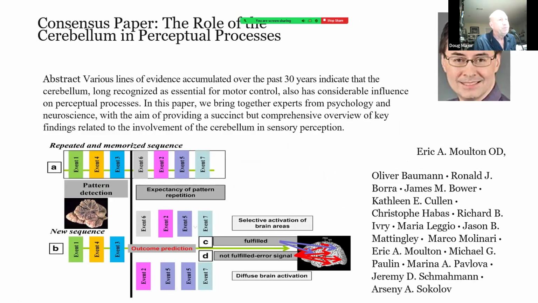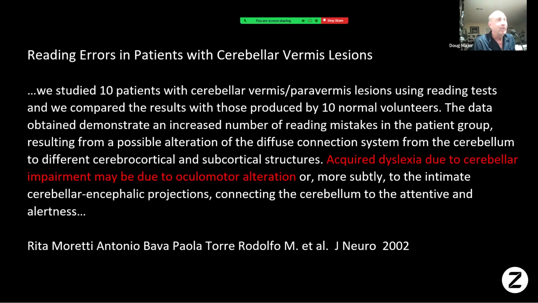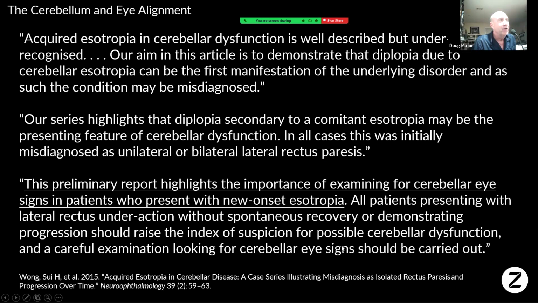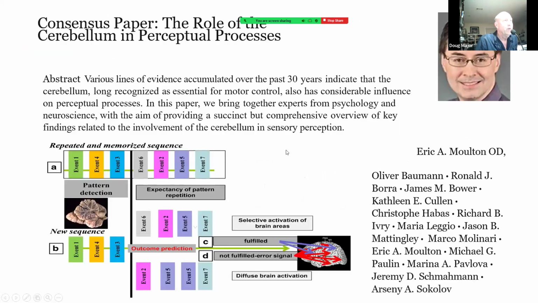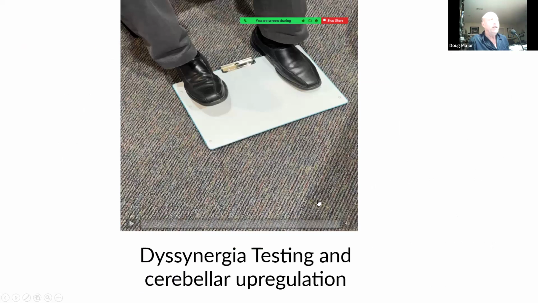And so you think about what we're about. We're about reading errors. We're about, in the vermis, binocular function. We're about, again, PTSD and brain function. We're about perception. This is all connected with the cerebellum. Let's end with this test, a dyskinesia test for cerebellar problems.